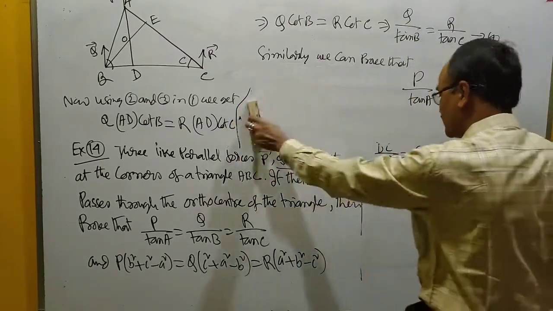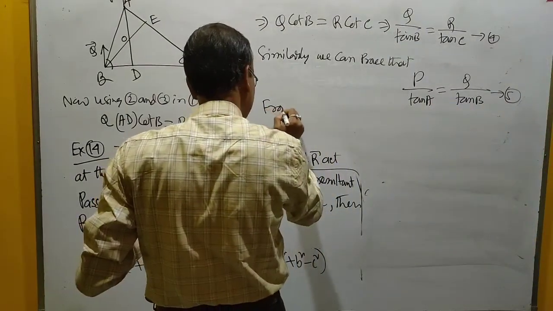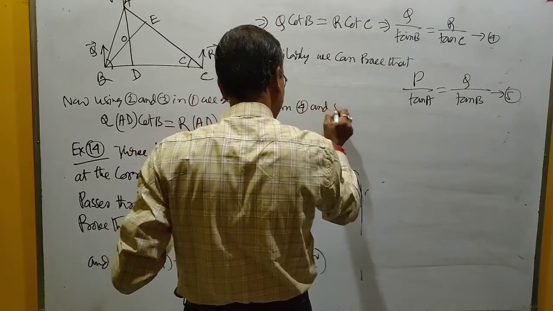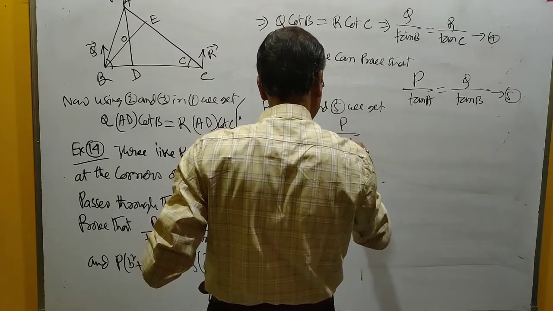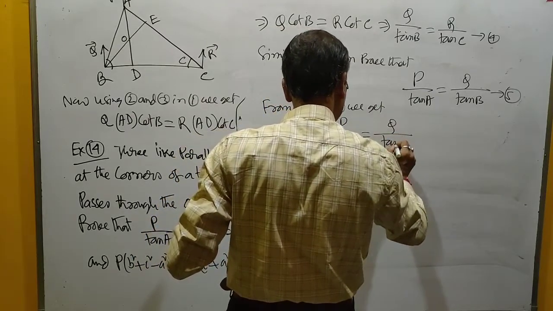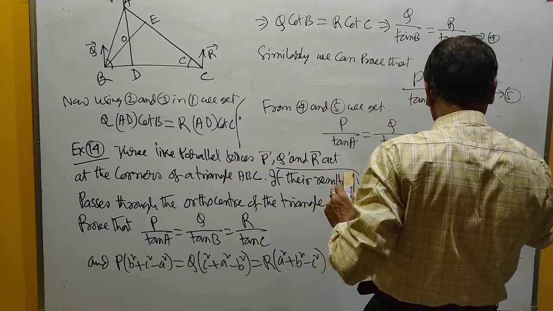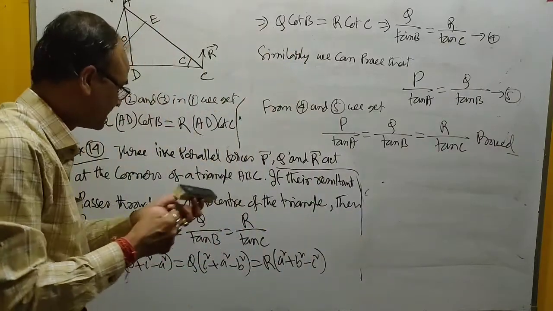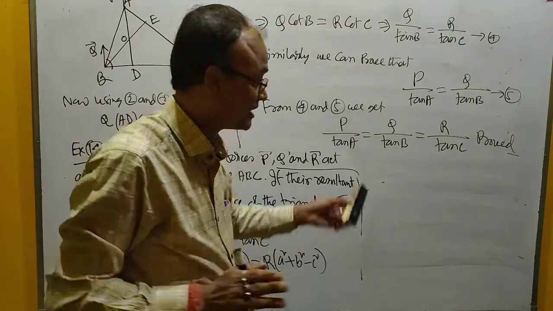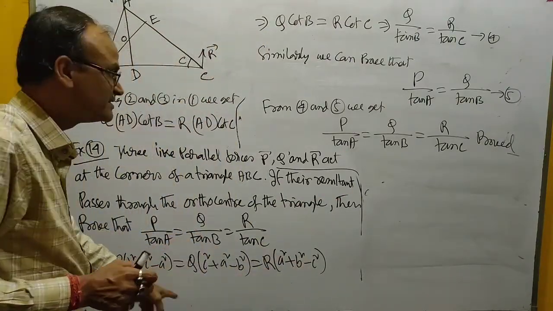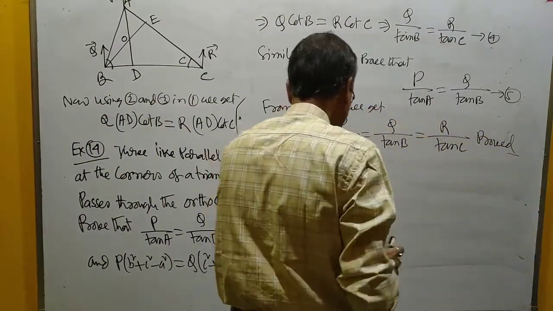From 4 and 5 we get P by tan A equals Q by tan B equals R by tan C. We have proved this one. Perhaps you have understood this one. Now, come to the second part. It is very easy. We have proved part 1.